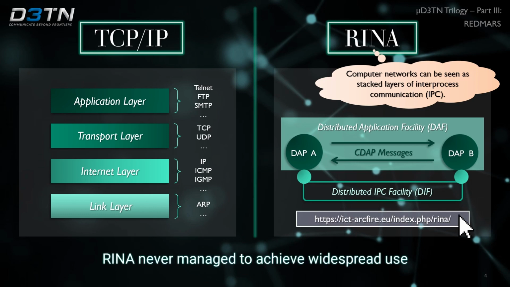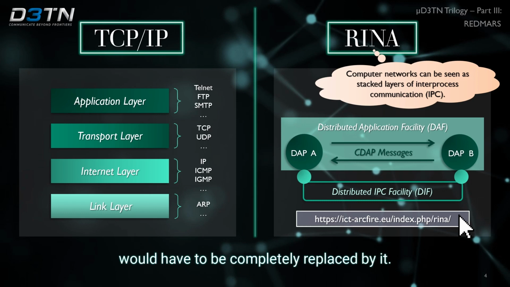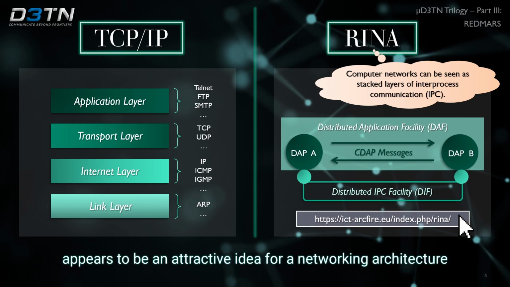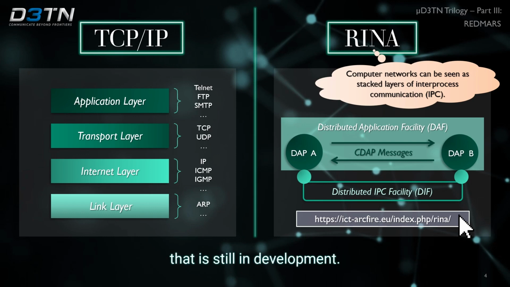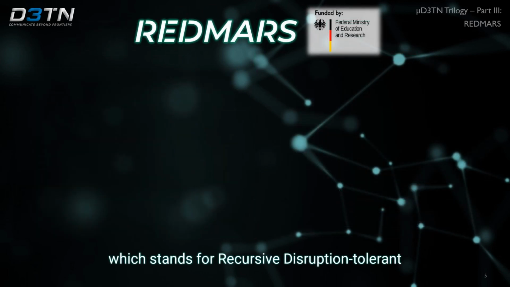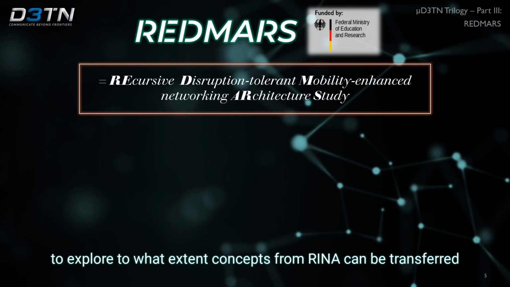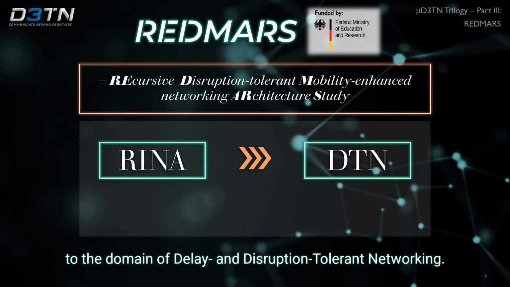Unfortunately, RINA never managed to achieve widespread use since the existing internet architecture would have to be completely replaced by it. However, the clean slate approach of RINA with the recursive application of a single protocol stack appears to be an attractive idea for a networking architecture that is still in development. That's why we started REDMARS, which stands for Recursive Disruption Tolerant Mobility Enhanced Networking Architecture Study, to explore to what extent concepts from RINA can be transferred to the domain of delay and disruption tolerant networking.